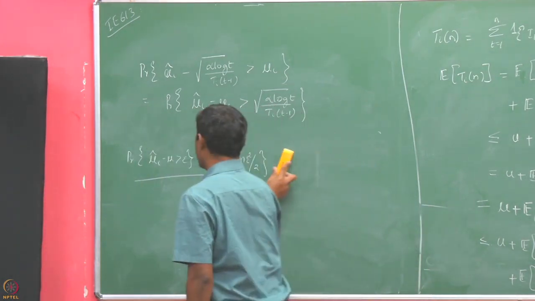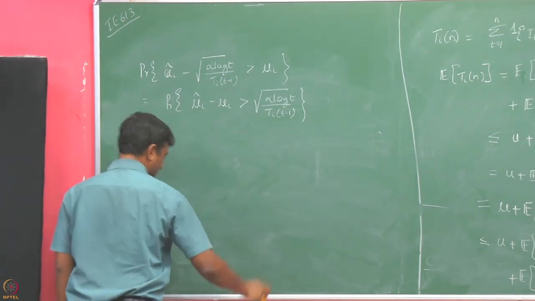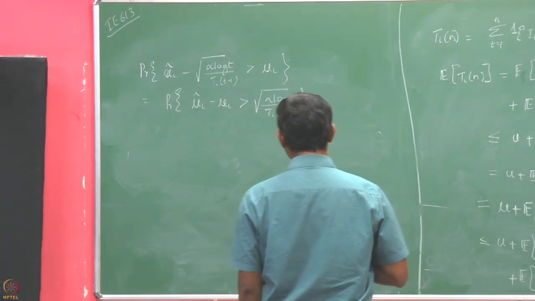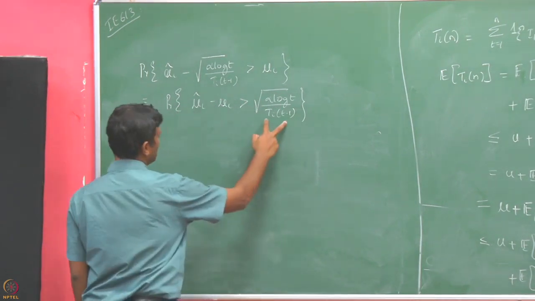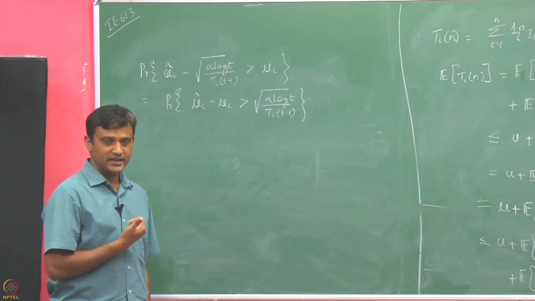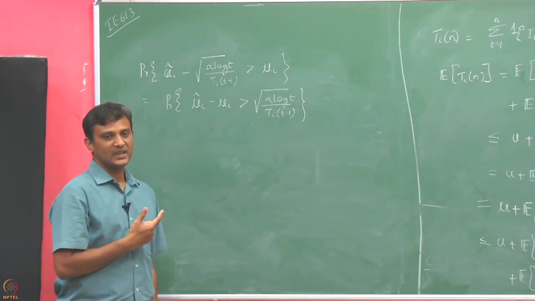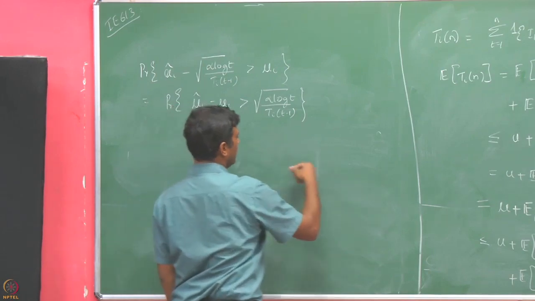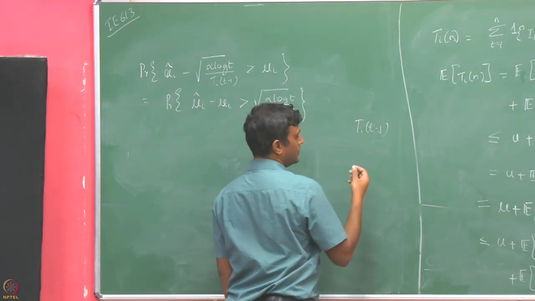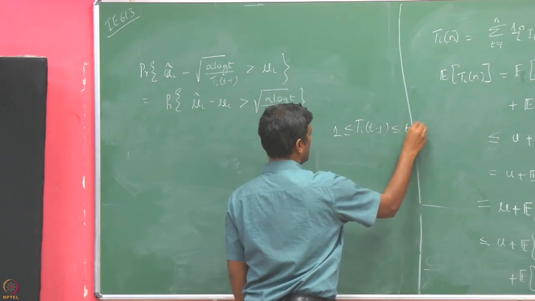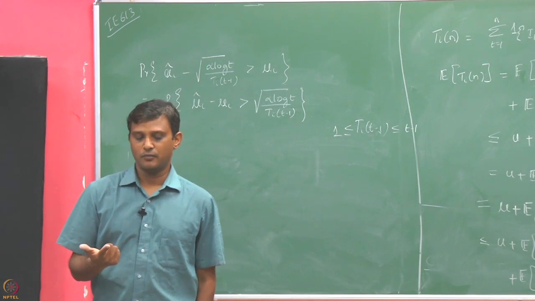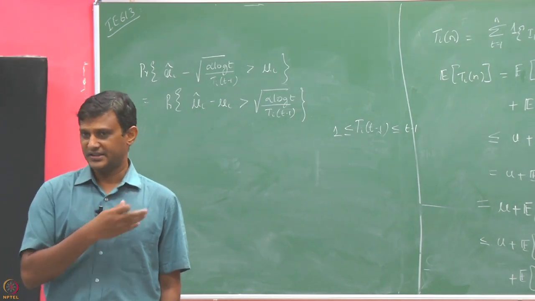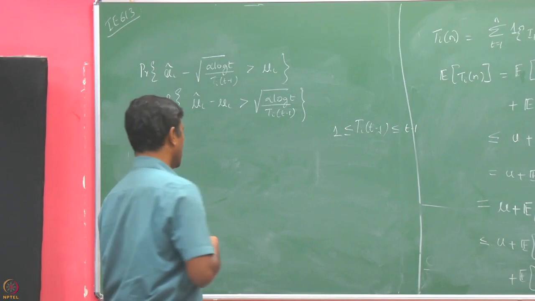So how do we get rid of the randomness in this? One possibility is that you take all possible values that ti can take and then use this bound on those specific values. So what are the possible values of ti? It has to be something between 1 and t minus 1, because either I would have played one round at most, or I would have played the same arm for all the slots till t minus 1.